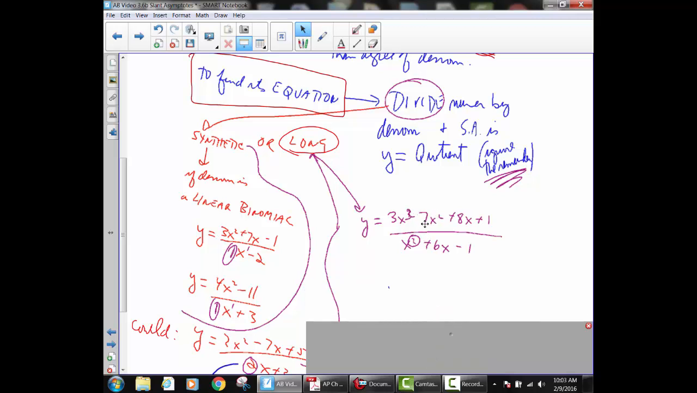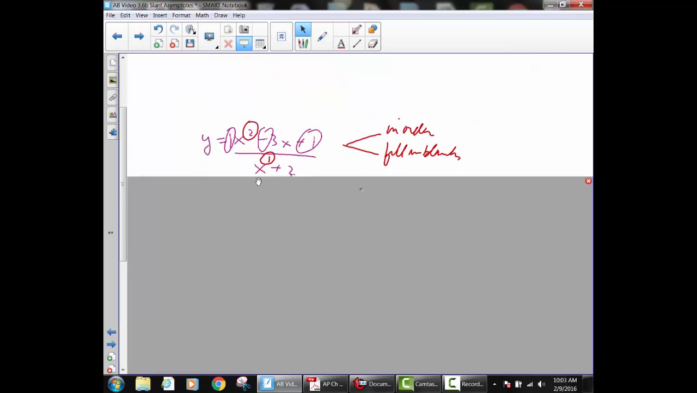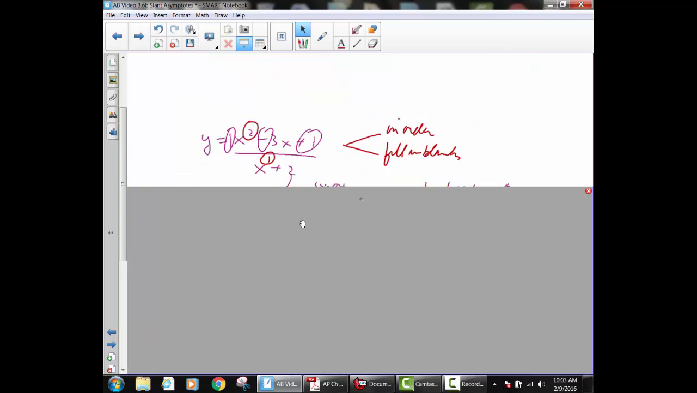Okay, long division, of course, the key thing is that you have to have both the numerator and denominator, or what you can call the dividend and the divisor, both of them in order of decreasing exponents, and you have to fill in any missing terms. So here they're already in order.